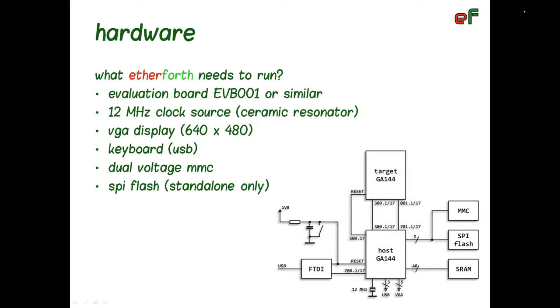Notice that the Etherforth system runs in the host chip only. The target chip is reserved for application code and it can be located on the same board or it can be external. The serial line and USB to serial converter as found on the eval board are needed for bootloading the system from a PC or for burning the system image into the SPI flash. When Etherforth is running, it does not need those anymore.